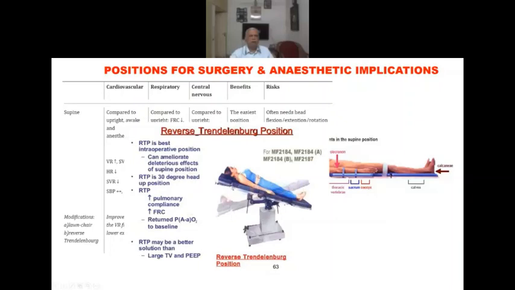When we try to intubate the patient, we always give a 30 to 40 degree head up tilt so that the descent of the diaphragm will be much easier. Otherwise, it will be restricted. So in obese patients and pregnant women, this slight head up tilt is always better for intubation and pre-oxygenation. But very few surgeries are done in reverse Trendelenburg, so mainly this position is required by us.